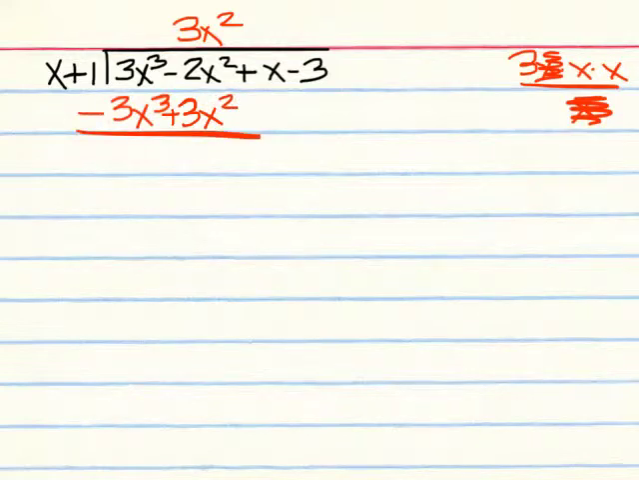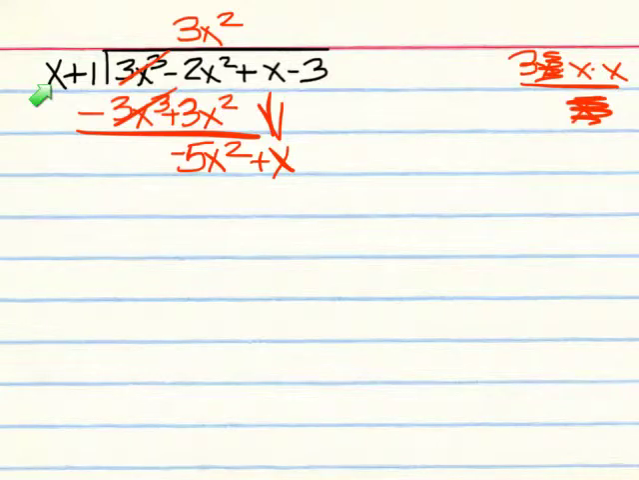And subtract. When you subtract, this should always cancel out on the left. And then on the right, you have negative 2x squared minus 3x squared. Negative 2 minus 3 is a negative 5. And then drop what's next? Negative 5x squared plus x. Now start all over again.